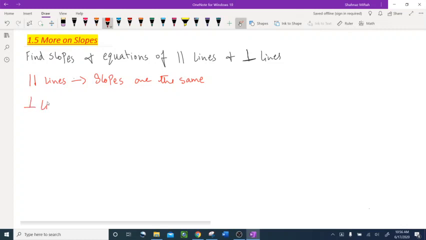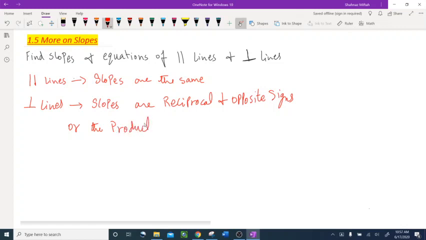Now, perpendicular lines. What are perpendicular lines? I have two different ways to find out if the lines are perpendicular or not. First, slopes are reciprocal and opposite sign, or the product of slopes is equal to -1. Then the lines are perpendicular.